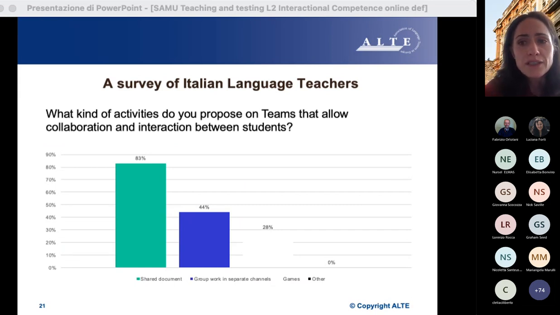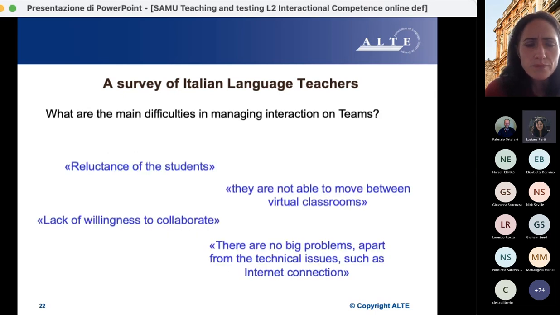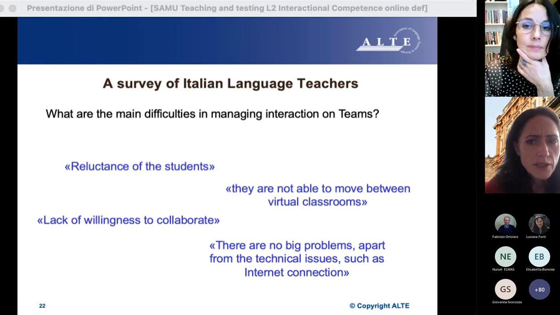So what kind of activities do you propose on Teams that allow collaboration and interaction between students? Here, sharing documents is the most frequent answer, which is an activity basically led by the teacher. Less than a half propose small group activities in separate channels in breakout rooms. What are the main difficulties in managing interaction on Teams?